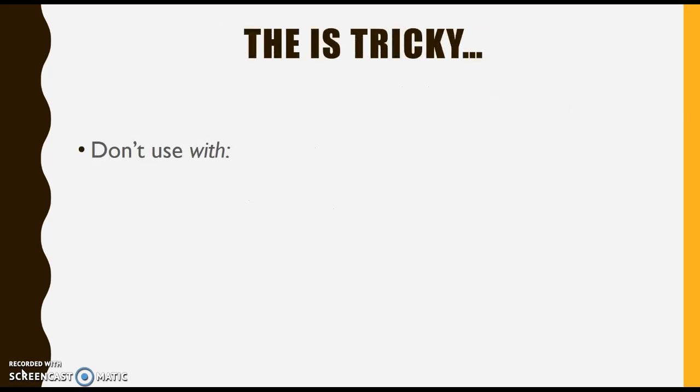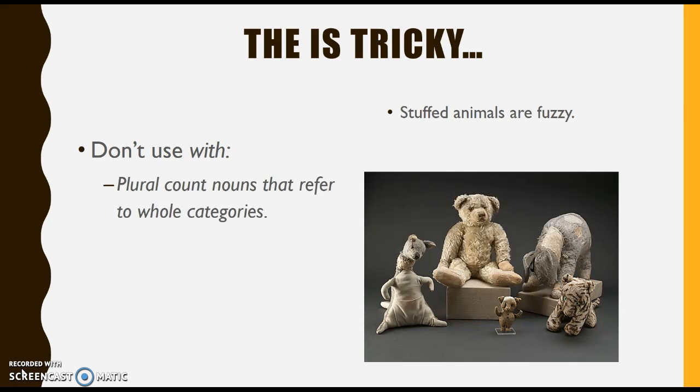The is very tricky because, as we discussed, there are many ways you can use the. So students want to use the with plural count nouns that refer to a whole category, but they don't need to, as we discussed. Stuffed animals are fuzzy. We don't need the in "the stuffed animals are fuzzy" because that's not what we're referring to. And then they also want to use the with abstract nouns, but they don't need to do that either, as we've already discussed. Patience is a virtue. You don't need the in "the patience is a virtue."